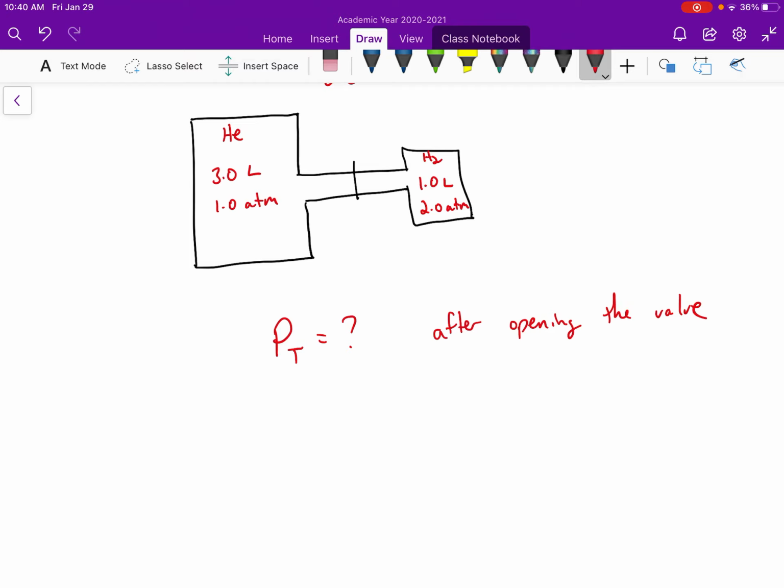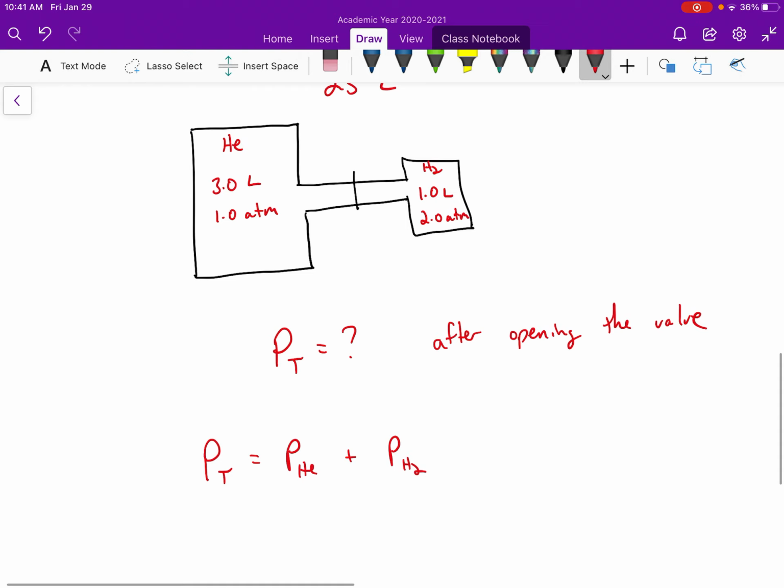So what we need to do, and this is how I always work about this, right? If I want P total, that means I need the pressure of the helium and I need the pressure of the hydrogen in order to calculate that, right? This is how my brain works, go backwards. So I need the pressure of the helium and the pressure of the hydrogen once the valve is open. Helium is allowed to expand, because it will expand. So it's not going to have 1 atmosphere of pressure anymore. It's going to have less than that because its volume is going to go up.